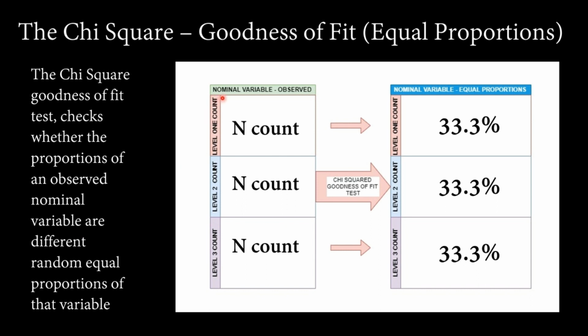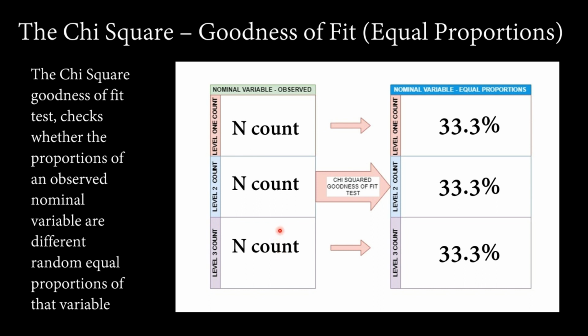So as we already know, we have some nominal variable, and we've observed, in the different levels, level 1, 2, and 3, certain counts of people. So let's say this is English, this is Spanish, this is Korean, and I've counted how many people come to the writing center who are English speakers, how many people come to the center who are Spanish speakers, and how many people who come to the center are Korean speakers.